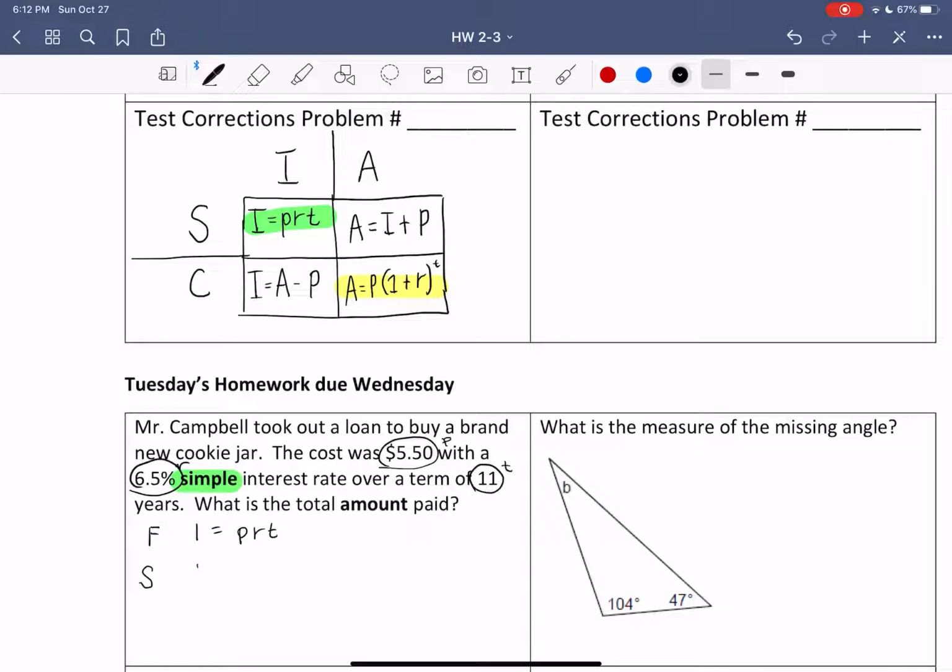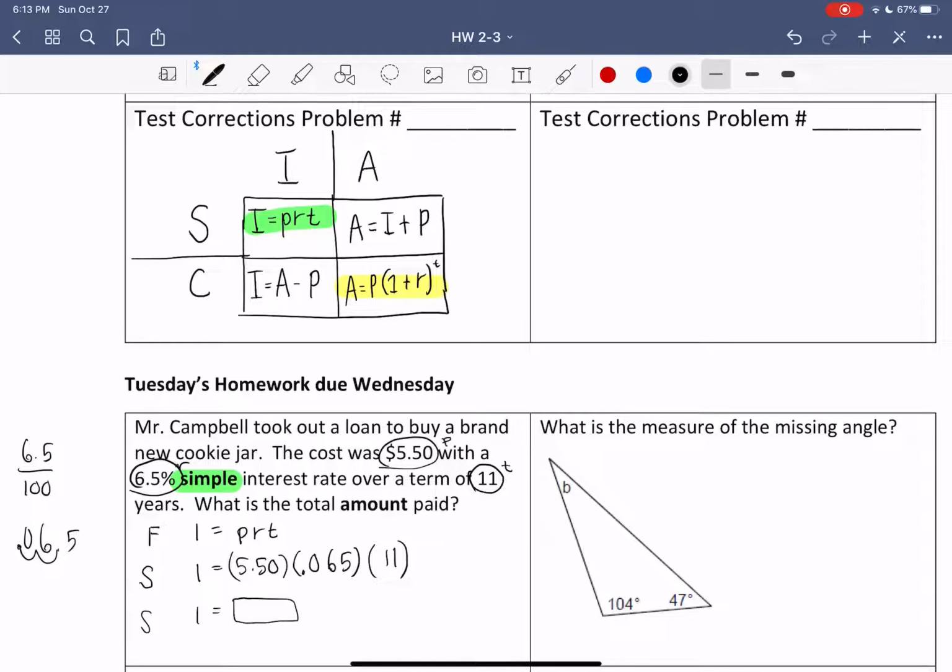So I can just go ahead and substitute the $5.50 for the P, and then multiply that times R, but I have to first take my 6.5 and divide it by 100 because it has to be in decimal form. So that will give me 0.065. And another way to look at that is 6.5, move the decimal 2 times to the left. And then my time will be 11 years. So when I multiply that across, I will get my interest.